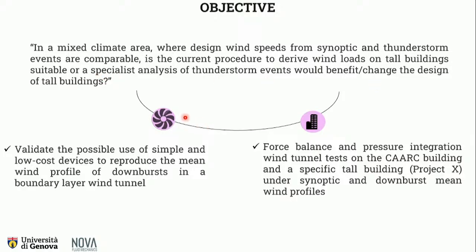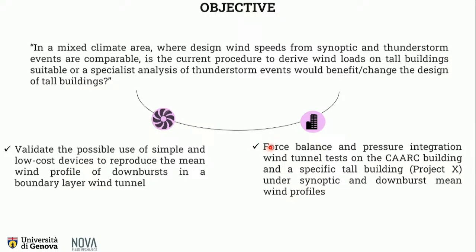So the project is divided into two main steps. The first one is the design of a simple and low-cost device in order to reproduce the typical nose-shape profile of thunderstorm winds. And this could represent an economic alternative that could be used also for commercial projects, to more sophisticated methods such as impinging jet techniques that are used at WindEEE Dome at Western, or multiple fan wind tunnels.